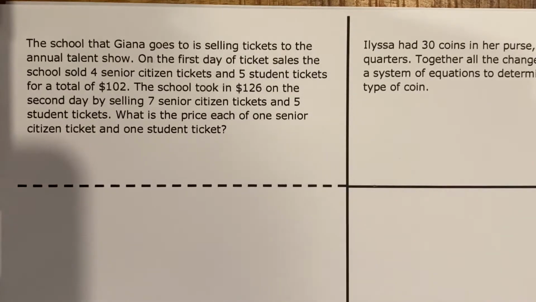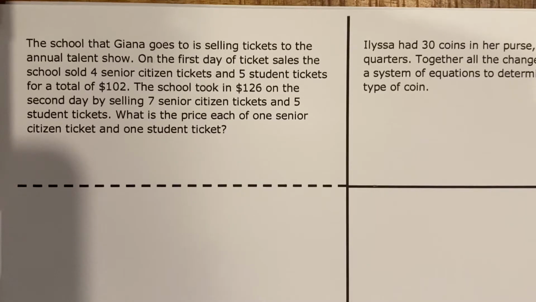We'll read the question for some context. The school that Gianna goes to is selling tickets to the annual talent show. So imagine your school is selling tickets to a talent show. On the first day of ticket sales, the school sold 4 senior citizen tickets and 5 student tickets, and they earned $102. So they sold 9 tickets total. Some of those were seniors and some of them were students. I don't know how much each of those cost, but I know that they got $102.